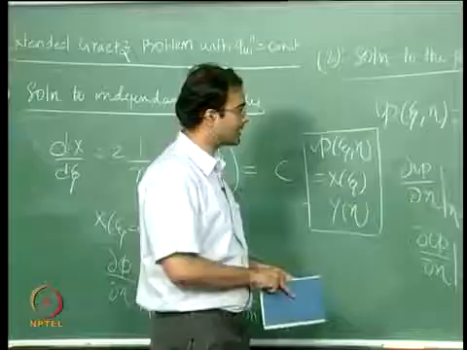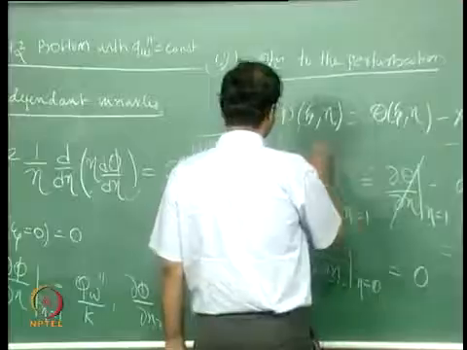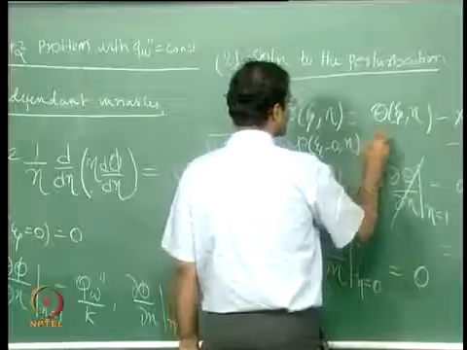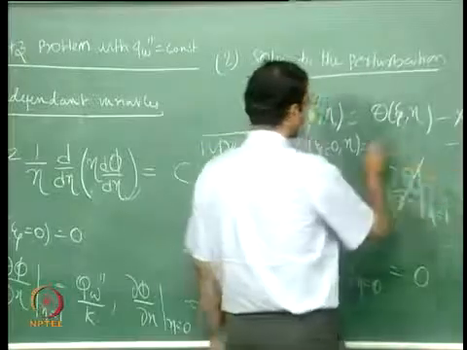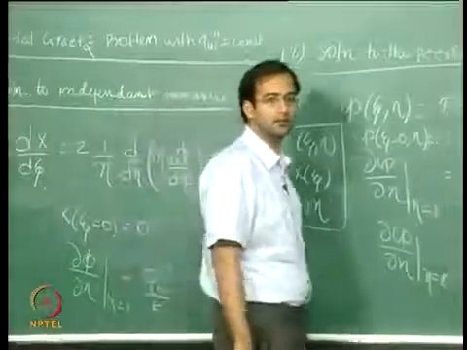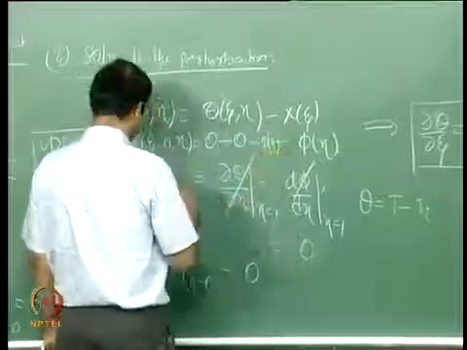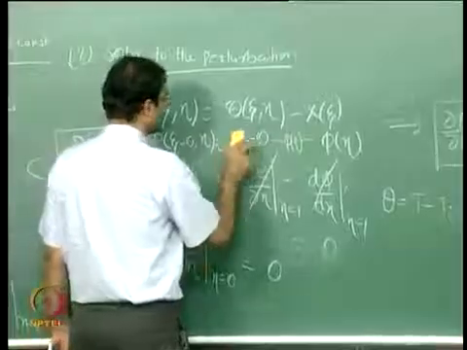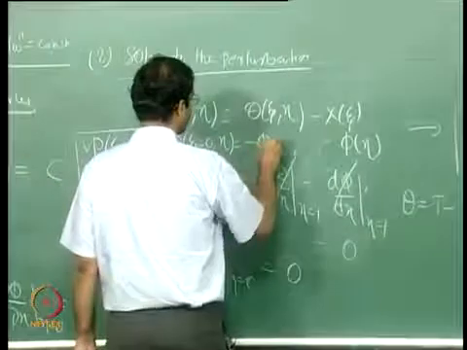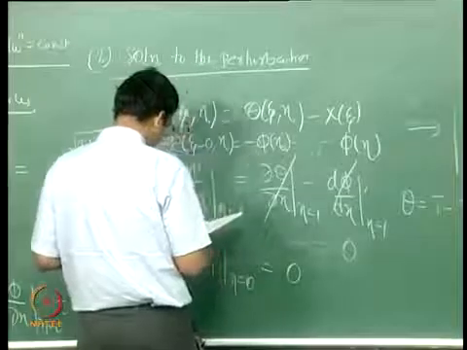Okay. So what is the remaining boundary condition? That is at zeta equal to 0. So therefore at zeta equal to 0, your psi at zeta equal to 0 comma eta will be theta at zeta equal to 0, which is 0, minus x of 0, which is again 0, minus you have phi of eta. So therefore the boundary condition becomes minus phi of eta. Okay. So these are the boundary conditions.